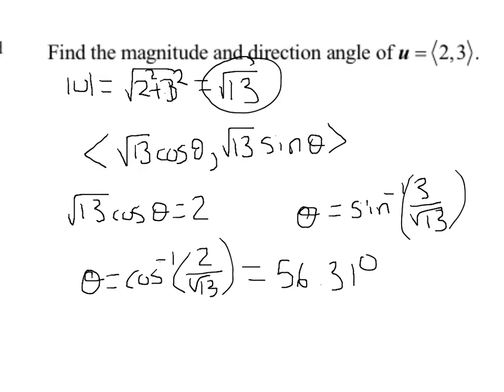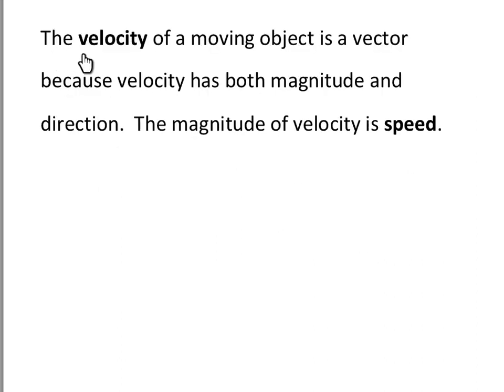56.31 degrees. Okay, so the velocity of a moving object is a vector because velocity has both magnitude and direction, often seen in physics. The magnitude of velocity is speed. So when you're driving a car and you say you're traveling at 65 miles per hour, that's the speed. When you say you're moving northwest at 65 miles per hour, that's your velocity. Okay, that's just a basic example. But we need to understand the difference in these. See you guys tomorrow.